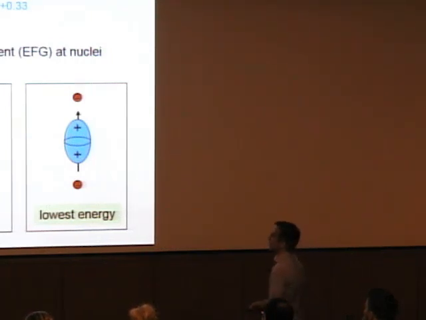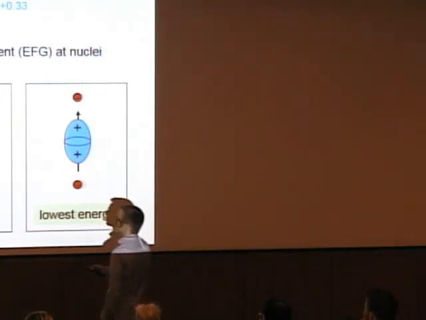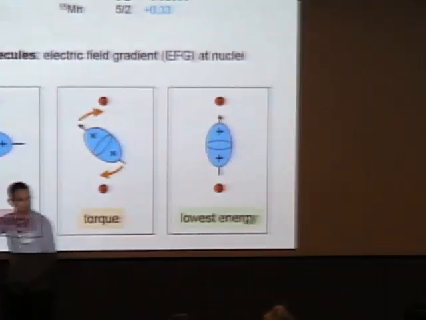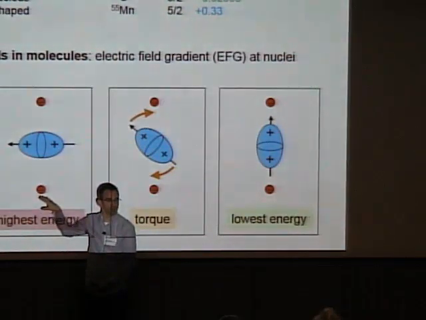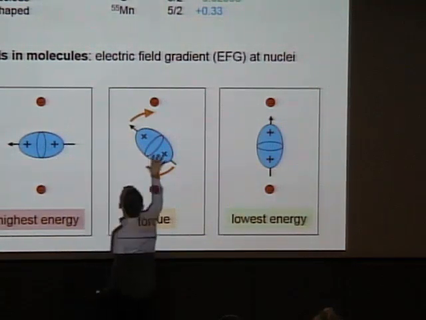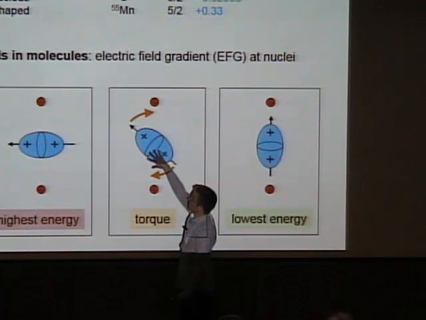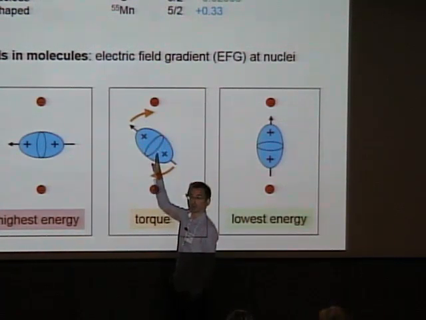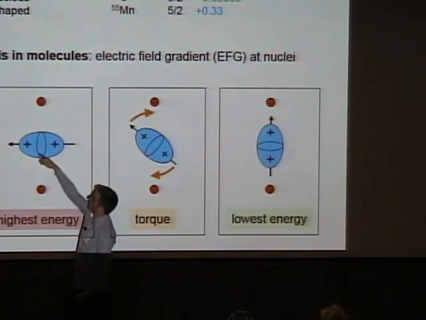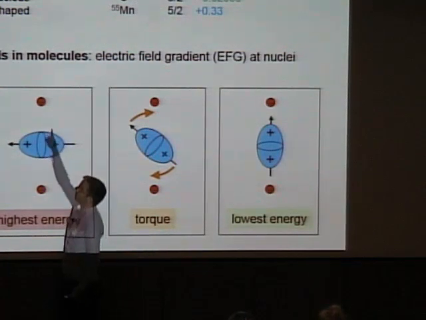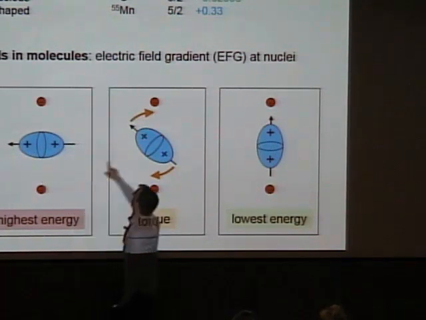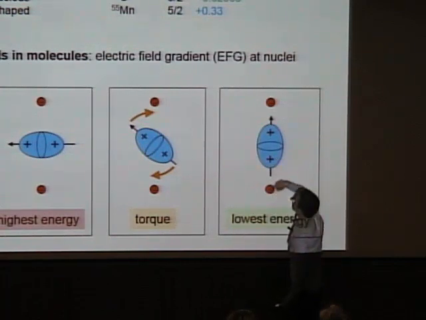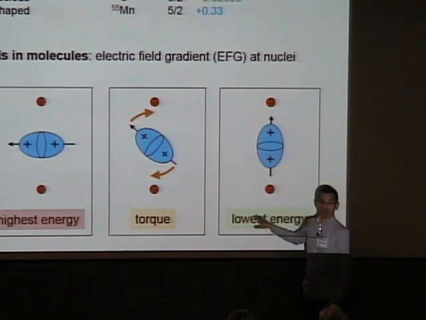They're non-spherical. The consequence of this is that if you put this non-spherical charge distribution in a molecule, there will be electrons and other nuclei around, so we have an inhomogeneous electric field, which means that this non-spherical nucleus will feel a torque to align it with the electric field gradient locally. So for example, this here will be the highest energy if these are positive charges and these are negative charges. This is a high energy state, right? If you turn it a little bit, it will torque this way until the positive charges and negative charges are closest. This will be the lowest energy state.